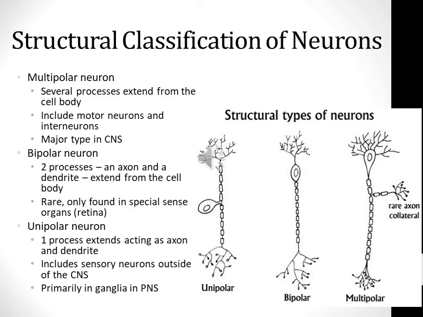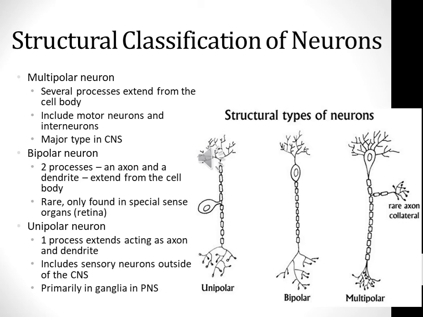All right, so I've got some pictures here of the structural types of neurons for you. We have 3 different types. We're going to start with the picture on the very right, the multipolar neuron. The multipolar neuron has 3 or more processes, one of which is an axon from the cell body, and it includes motor neurons and interneurons. As a reminder, you're talking about shuttling signals and CNS to effector. So this is your major type in the central nervous system.